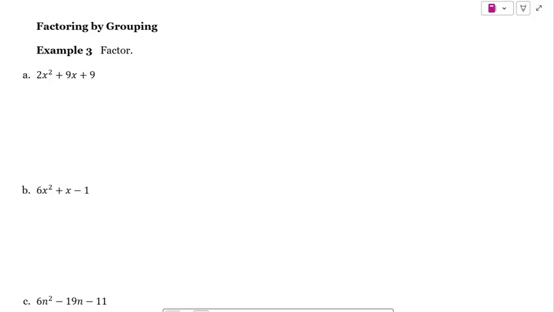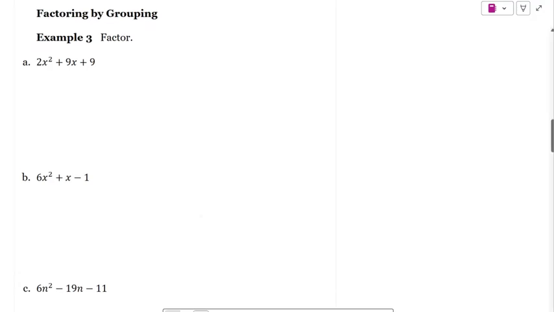Factoring by grouping. Factoring by grouping is something that we use typically when there are four terms together. Looking at these three examples, I can only see three terms in each of them. That's because as we're going through the process, we're going to split the middle term into two, and we're going to create four terms that we will factor by grouping.